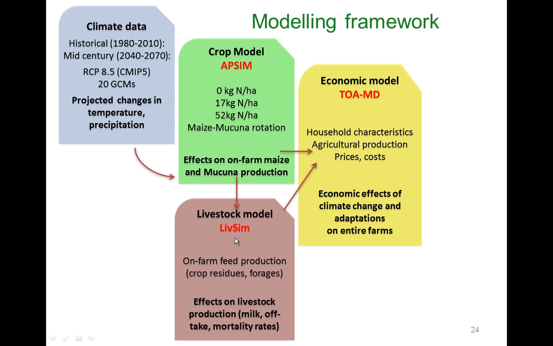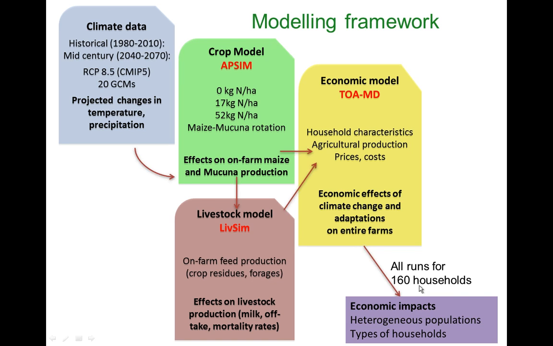The outputs from the crop model and from the livestock model were fed into the economic model, just as the other teams did, but this arrow is specific to our approach. And we did that for all the 160 households in our database, and therefore we could look at economic impacts on the heterogeneous populations.